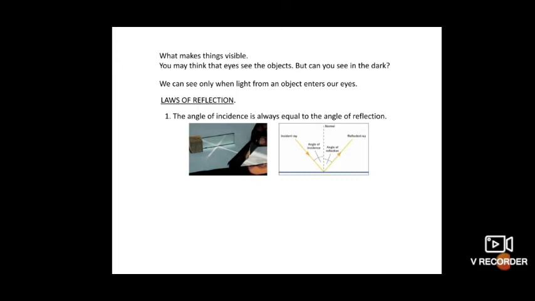So the angle between the normal and the incident ray is called the angle of incidence. And the angle between the normal and the reflected ray is known as the angle of reflection. Okay.